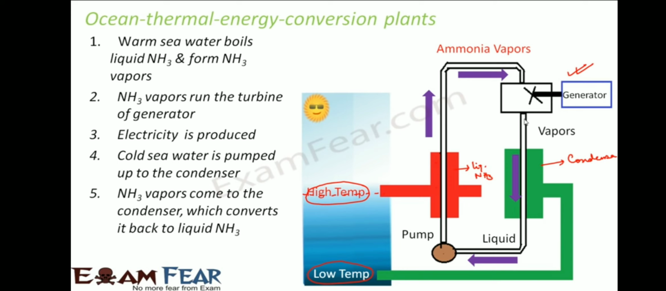From here the ammonia vapor comes to the condenser, which converts it back to liquid ammonia. It is a condenser, so it will cool it down again. It cools it down and forms liquid ammonia. The liquid ammonia again comes here and gets converted into ammonia vapors, turns the turbine, electricity gets generated, and the process keeps continuing.